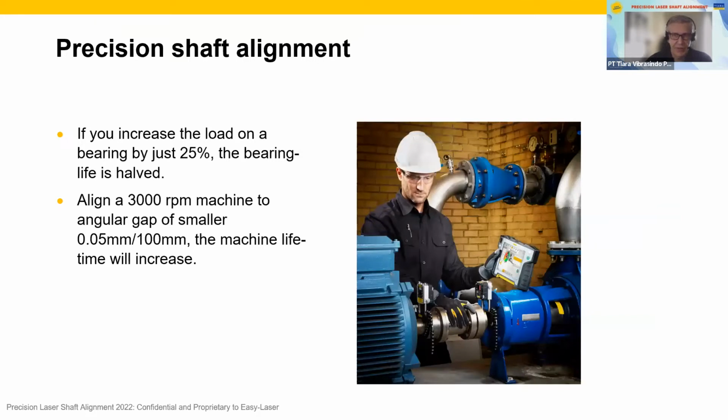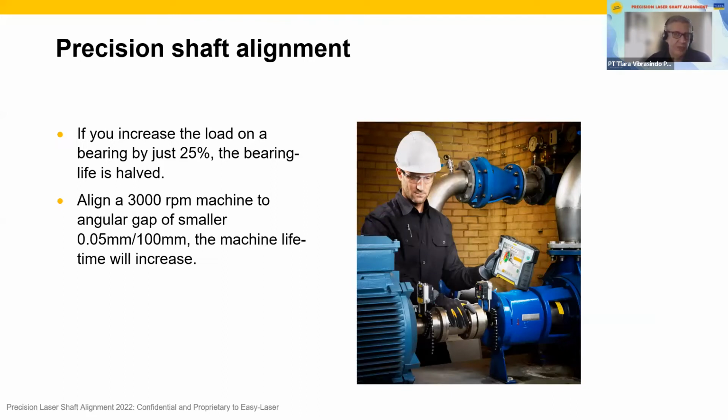Precision shaft alignment is one of the keys to achieve high reliability in rotating machines. If you increase the load on a bearing by just 25%, the lifetime of this bearing is halved. If you double the load, only 1/8 of the designed lifetime of this bearing is left. So it's an exponential relationship between stress and lifetime of the bearing.